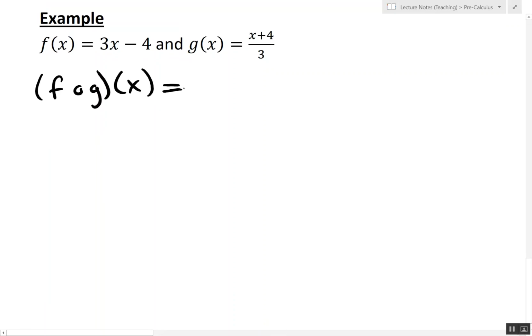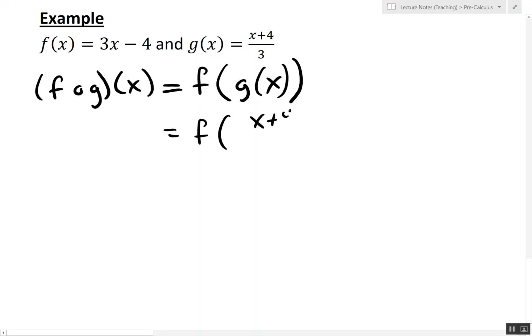So remember from our videos on composition that we're going to write f, g, and x. We put parentheses around the x, a parentheses between f and g, and we put a parentheses on the end. Then we substitute in the expression for g of x. So we'll get x plus 4 all over 3. And then what we're going to do is take this expression and plug it in for x in f.